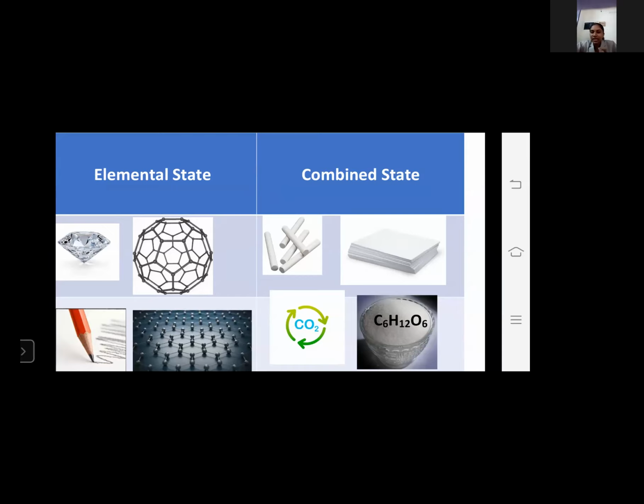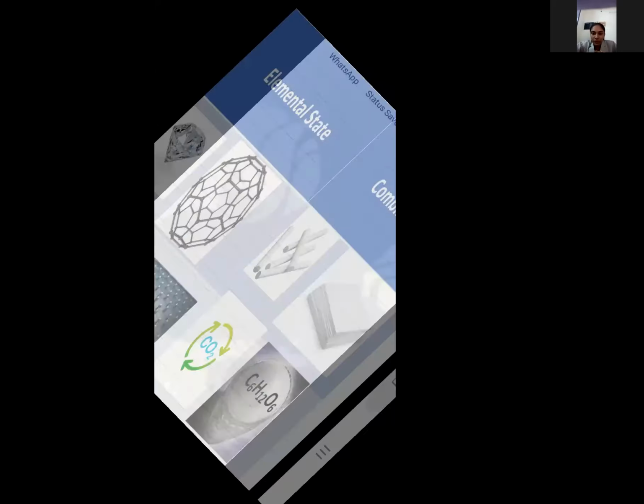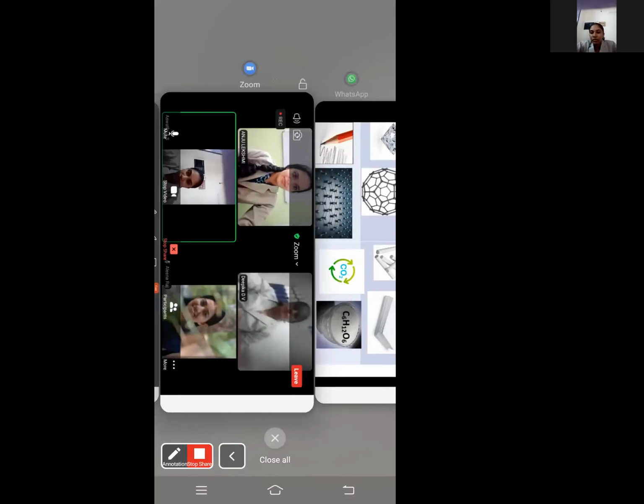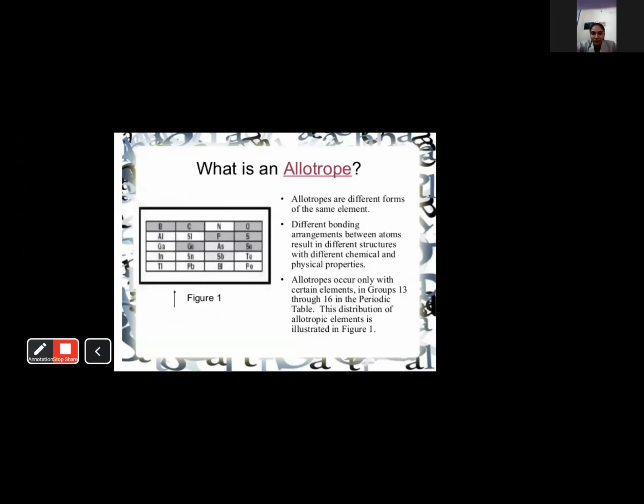From this, we can infer what allotropes are, and more about allotropes will be discussed by Anju. Yes, we learned a small introduction to allotropes. That is, the same element found in different forms. That is the simple and basic definition of allotropes. So let's see further what allotropes are and their types. As I told before, allotropes are different forms of the same element.